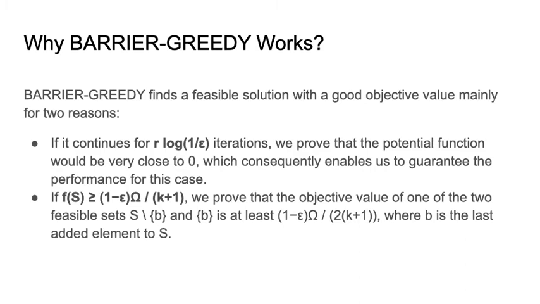If the second condition is satisfied, which is equivalent to the case f of S is larger than 1 minus epsilon omega divided by k plus 1, assume B is the last added element to set S. We can prove that one of the two sets, S minus B or B, is feasible, and the utility of that feasible set is at least 1 minus epsilon omega divided by 2 times k plus 1.